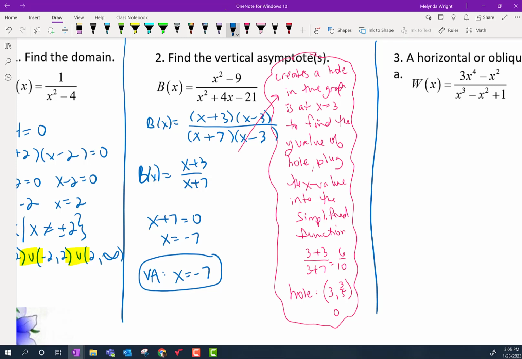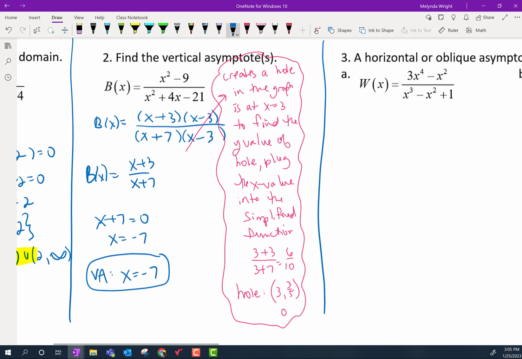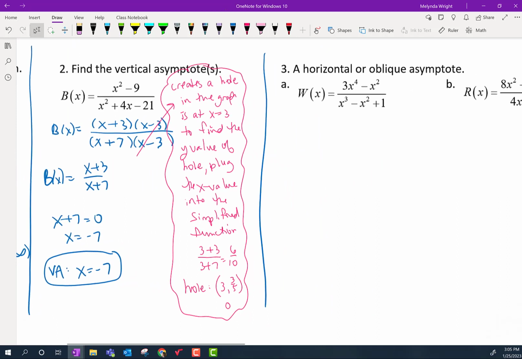All right, last one. Number 3, we've got a couple of examples on number 3. So they're wanting us to find either the horizontal or oblique, which I call slant, asymptote. So how do we know? Well, we would first factor and simplify. Look at that denominator, x cubed minus x squared plus 1. I'm not really thinking that's factorable. It's not looking good to me. Does it look good to y'all? No, I don't think so.